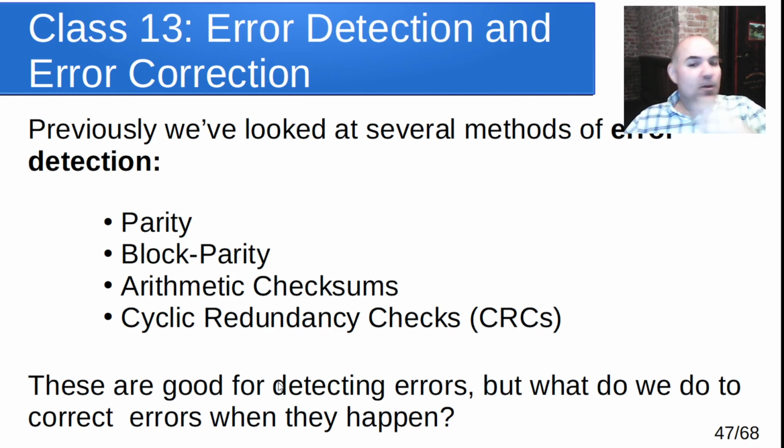Okay, so now we're on to error correction, which goes one step further. So we've looked at parity, block parity, arithmetic checksums, and cyclic redundancy checks. And those are good for detecting errors. But what if we want to not just detect an error, but correct it when it happens? In other words, if an error does happen, we need to fix it in some way.